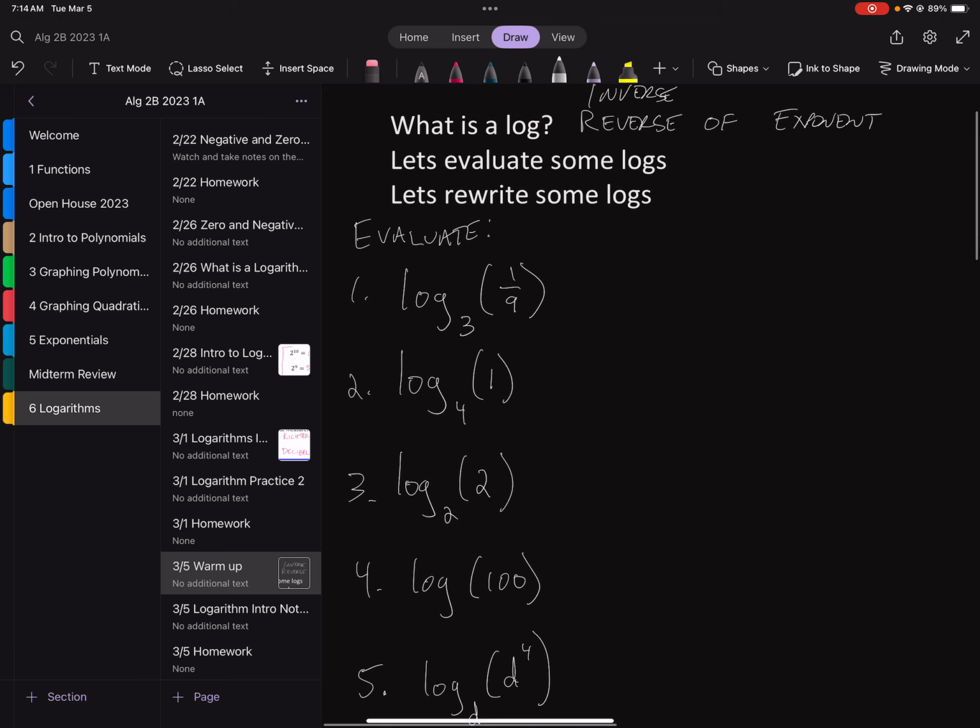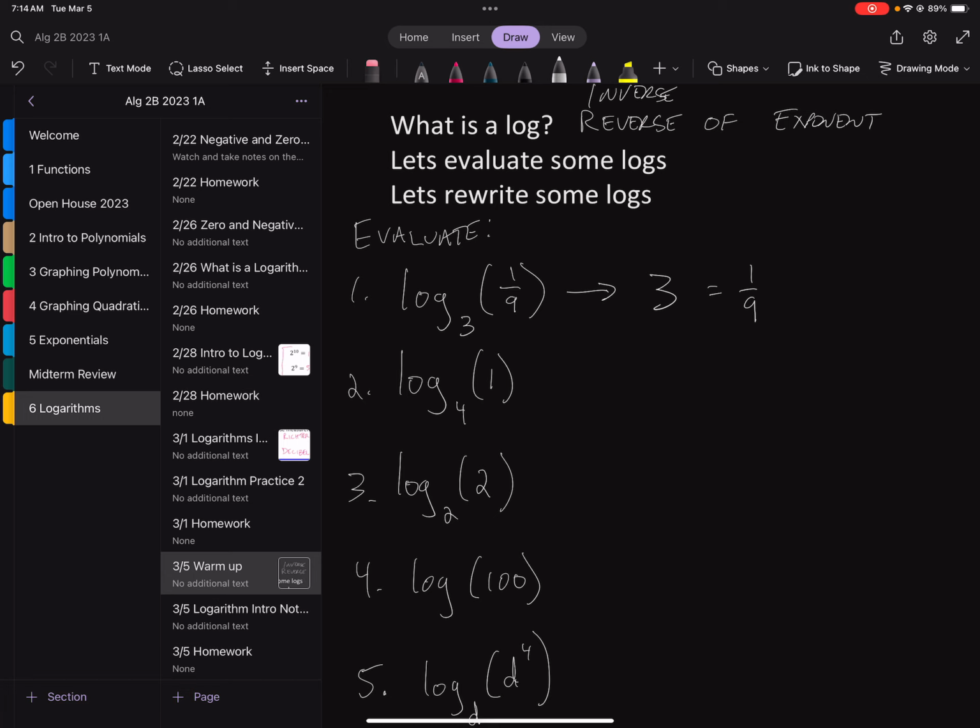So log base 3 of 1/9, we're going to rewrite that as an exponential to evaluate it. So that's why it's important to remember it's the reverse of an exponential. To rewrite this as an exponential, remember, log means what is the exponent of the base 3. So I'm going to rewrite this as the exponent of the base 3 that equals 1/9. That's how we can figure out what that is.